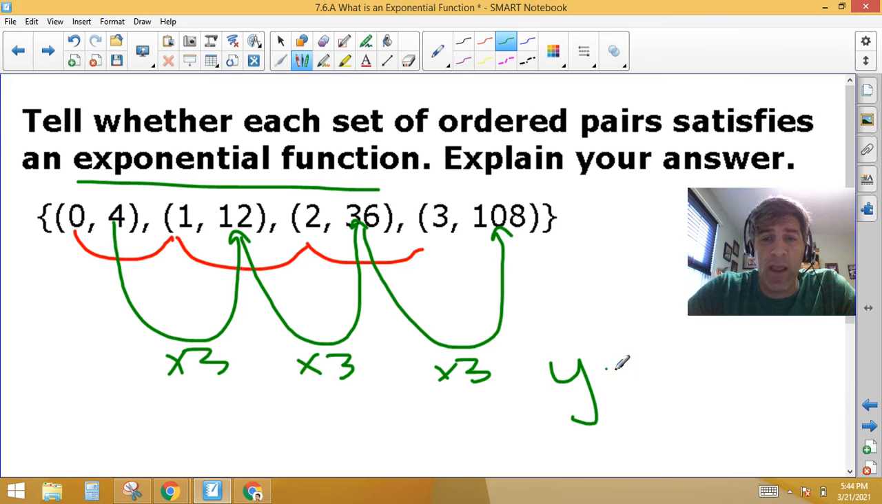I could write it as y equals, my starting amount would be 4, because that's when x is 0, and then times 3 to the x power. I promise it's not always going to be tripling, but it's just nice to work with tripling or doubling in the very beginning of these, all right?